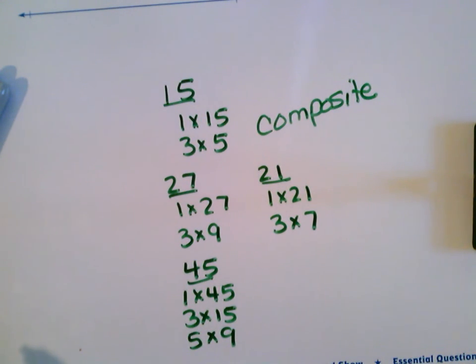Every prime number is odd except for 2. 2 is an even prime number. All right, so today we're going to be looking at some different numbers and deciding if they are prime or composite by looking at how many factors they have.